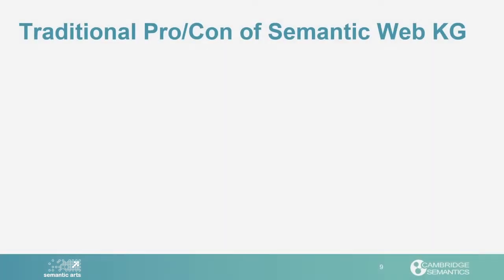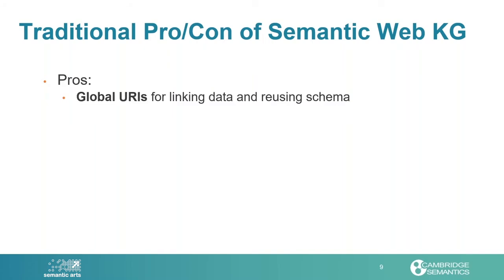Now I'm going to switch to, again, if you've heard about semantic web, you may have heard some of these traditional pros and cons of them. On the pro side, they use these global URIs for linking data and reusing schema, which is one of the things we said you need to be able to do to get out of that local memory space.